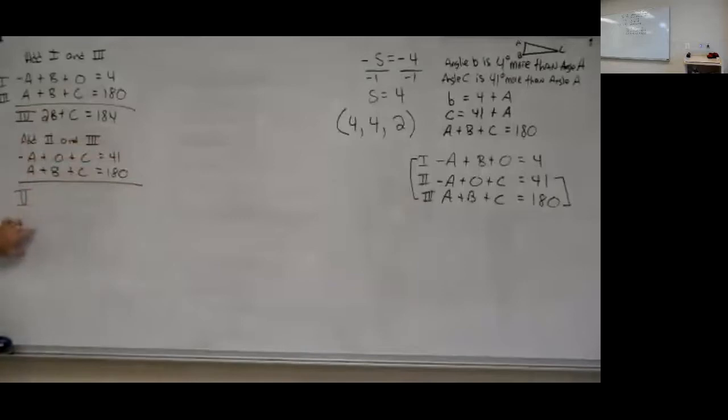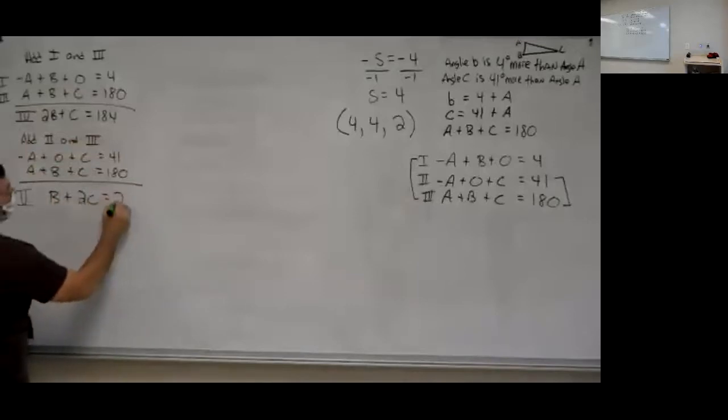But you did good, the A's are gone. 0 plus B gives me a B. C plus C is 2C. Well, 180 and 41 is like 221.